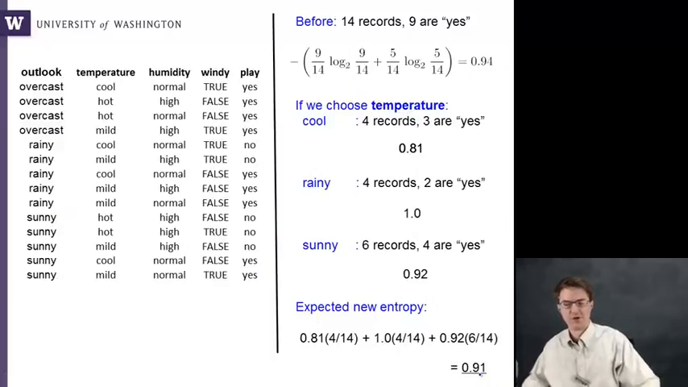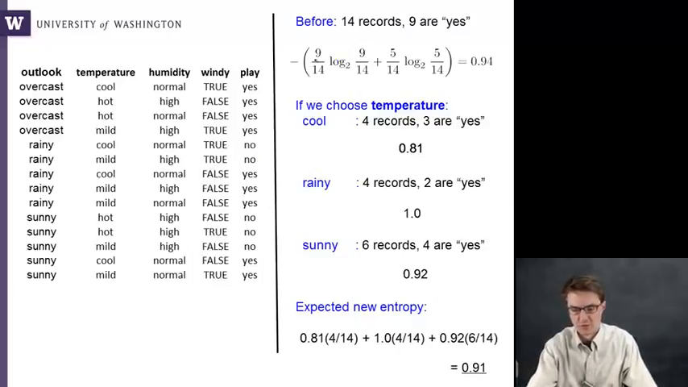All right, so considering temperature, well, here we have 4 records. Sorry, for the value cool, we have 4 records. 1, 2, 3, 4. And we have yes, yes, no, and yes. And so 3 of them are yes out of 4. And you can compute the formula and you get 0.81.